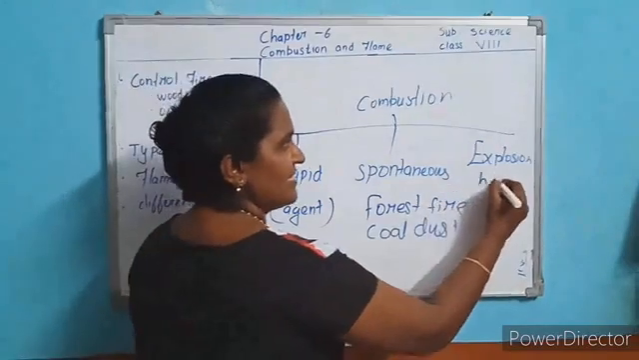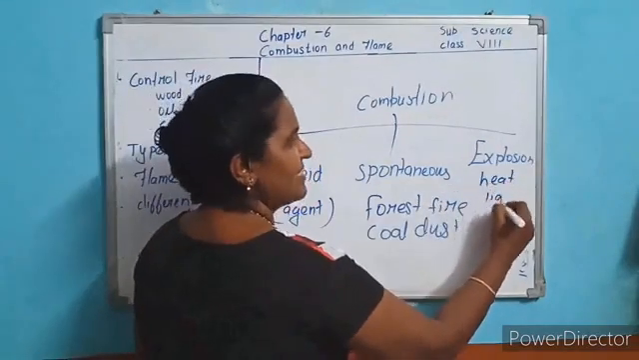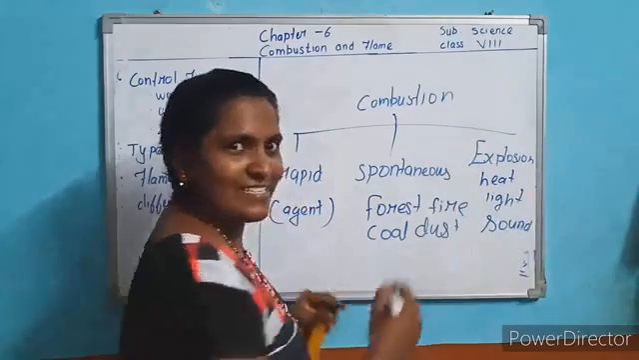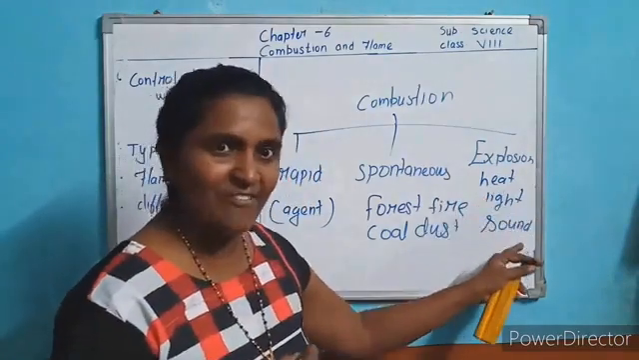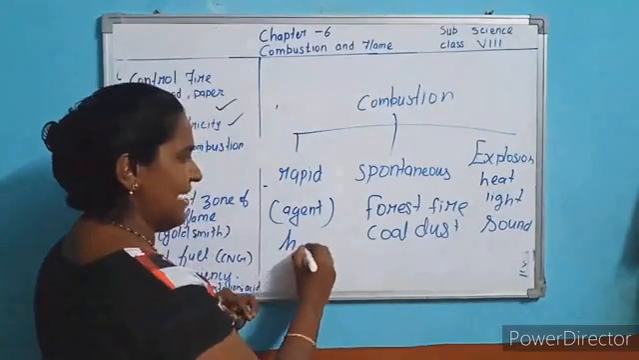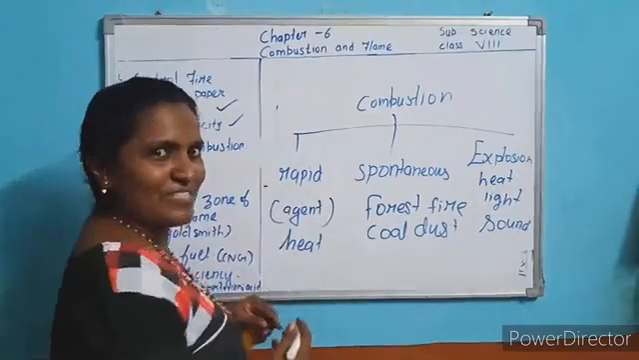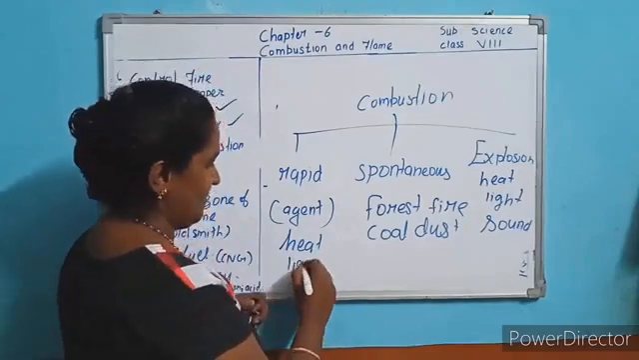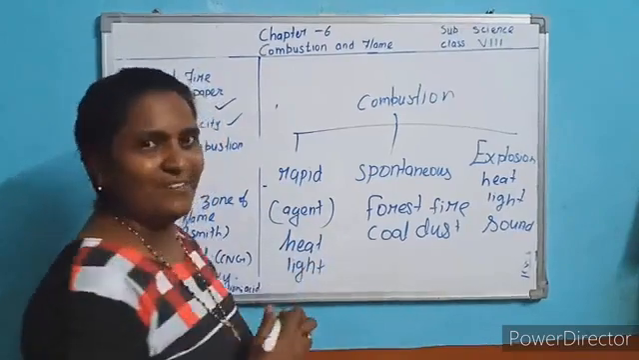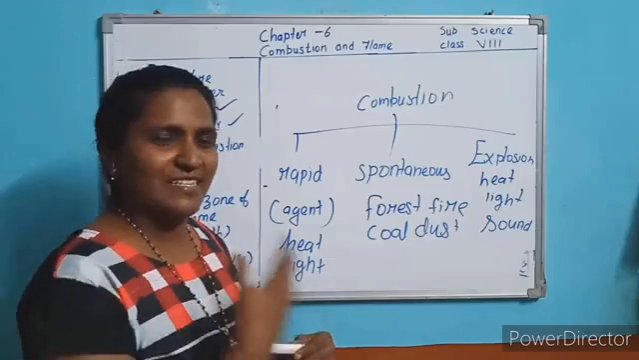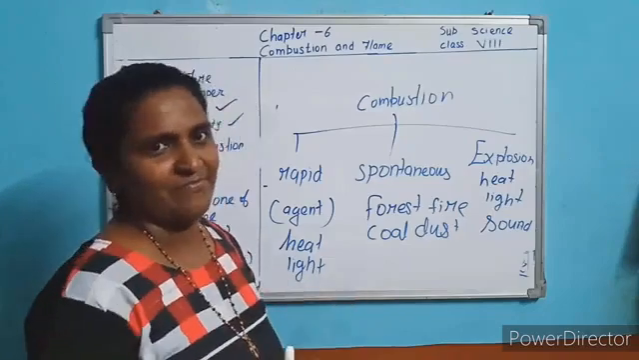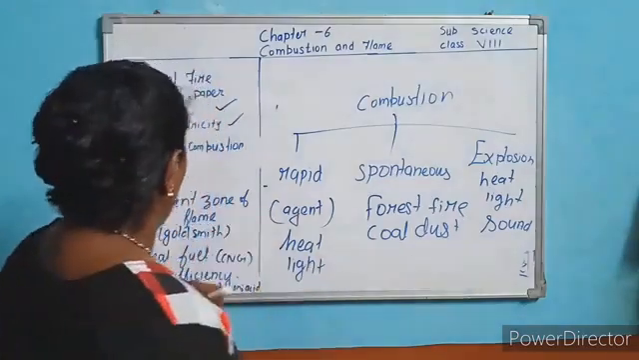Here heat, light along with the sound. In this combustion they produce heat, light along with the sound. Here only heat and light. This type of combustion produces heat and light. Here no agent. It burns itself. Okay, it gets ignition temperature by itself. Understood?